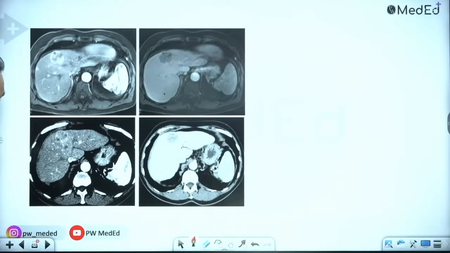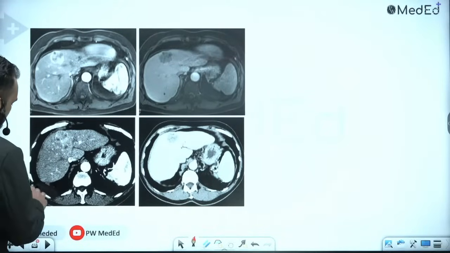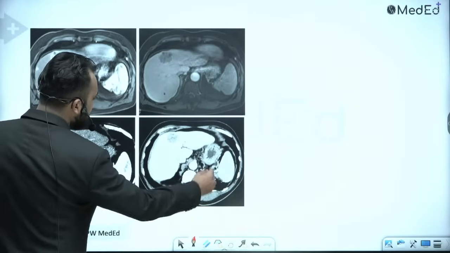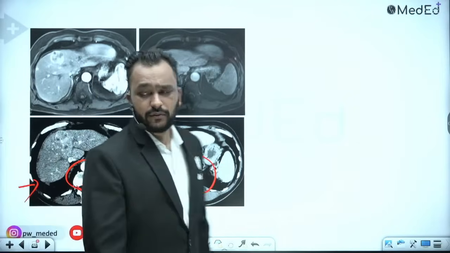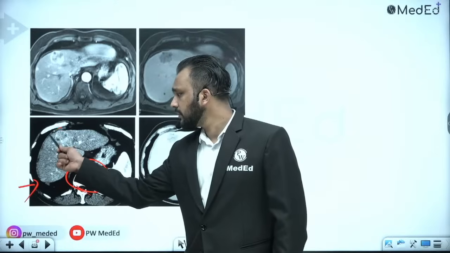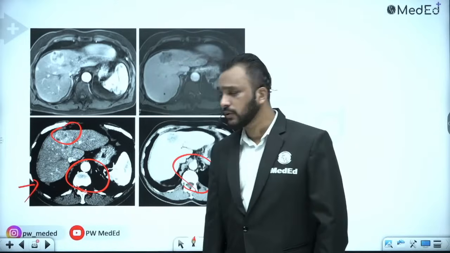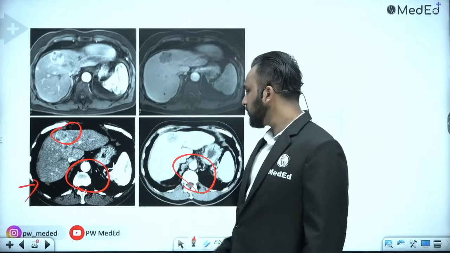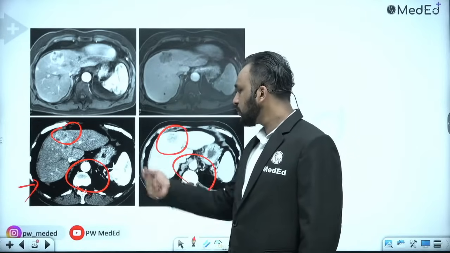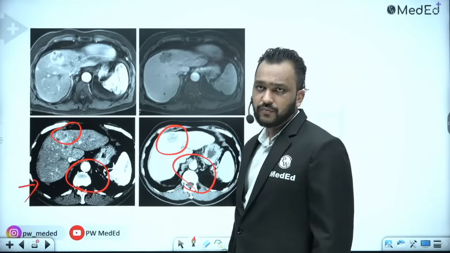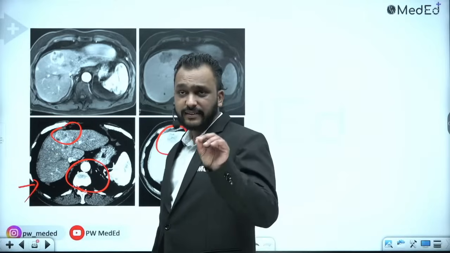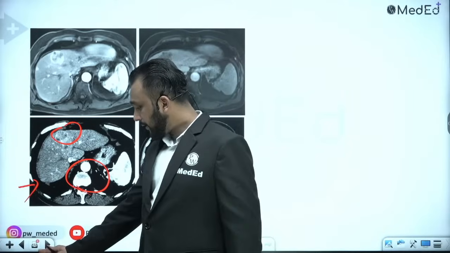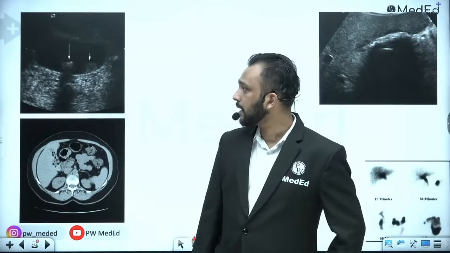Right? Another very important pathology. This is the arterial phase image and this is the portal venous phase image. The lesion is lying in the left lobe. It is showing arterial enhancement. And in the venous phase you can see that the lesion is showing washout. So this is correct. These are the characteristic features of hepatocellular carcinoma.